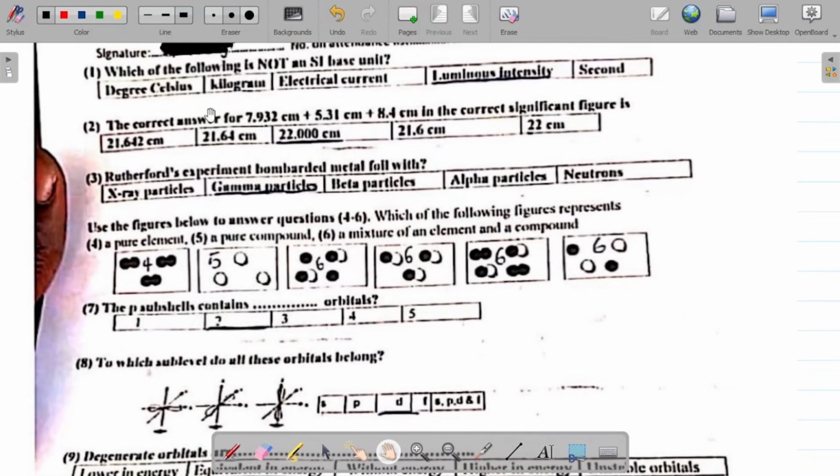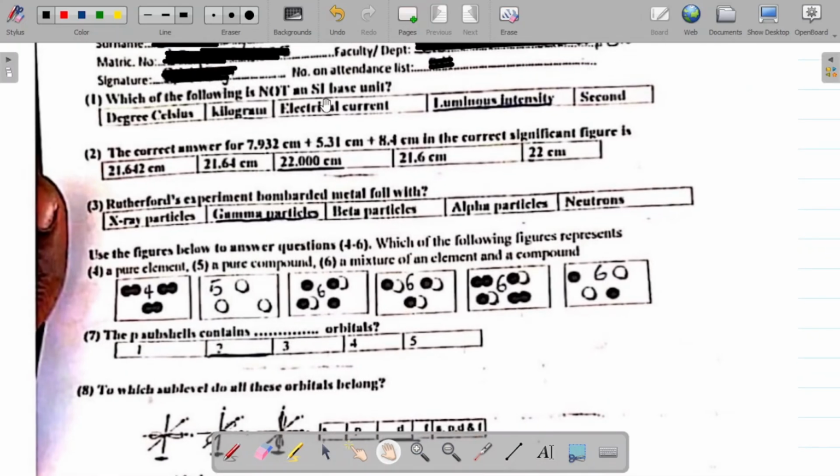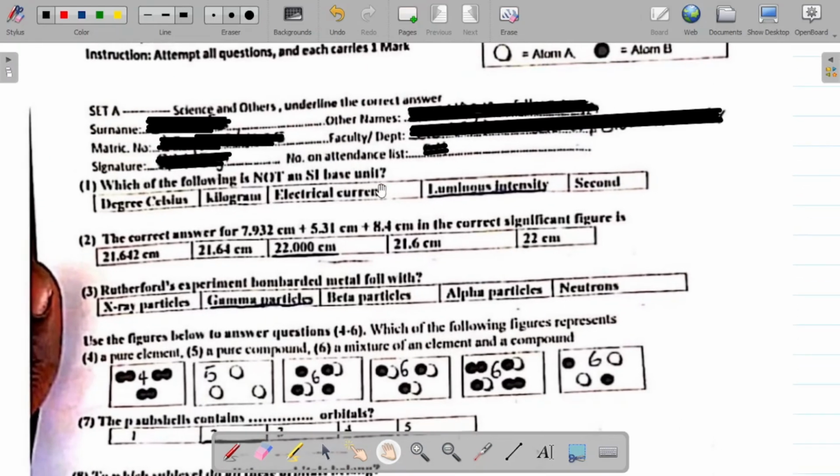Question 1 says, which of the following is not an SI base unit? The first thing you have there is degree Celsius. Next, kilogram. Next, electric current. Next, luminous intensity. And then you have second. What's the instruction here? They said underline the correct answer. Take note that you should underline the correct answer.